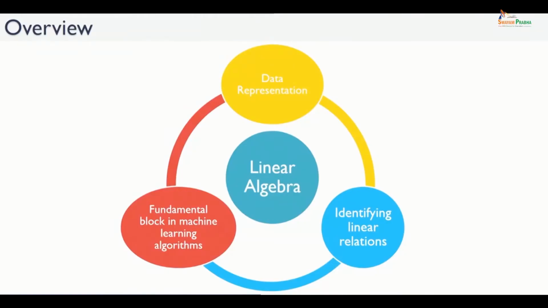And the third block basically says that the ideas from linear algebra become very, very important in all kinds of machine learning algorithms. So one needs to have a good understanding of some of these concepts before you can go and understand more complicated or more complex machine learning algorithms. So in that sense also, linear algebra is an important component of data science.